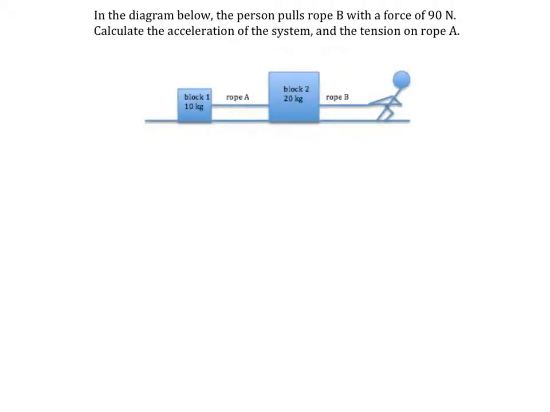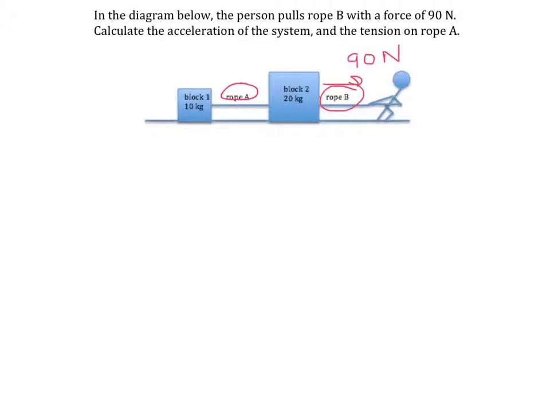Alright, here is what is known as a two-body problem. Basically, this person is pulling on rope B, right here, with a force of 90 newtons, and they're dragging two objects along. The common misconception is, oh, if he's pulling rope B with 90 newtons, then rope A will have the same force on it. That's not entirely true, which we'll find out momentarily.